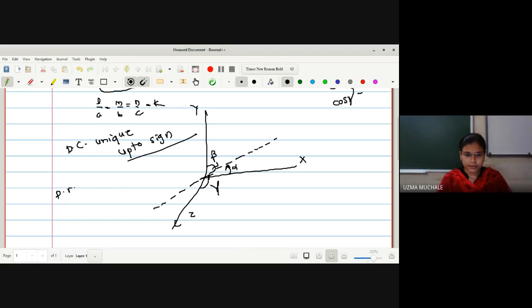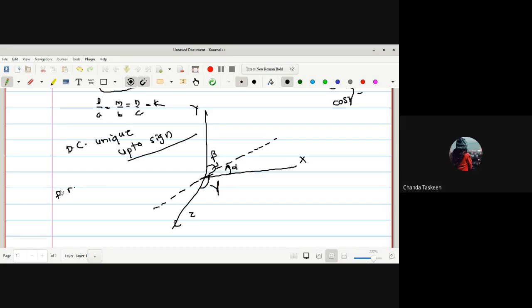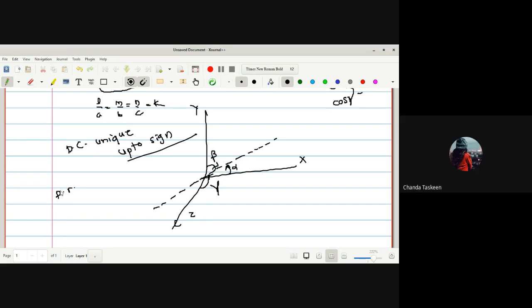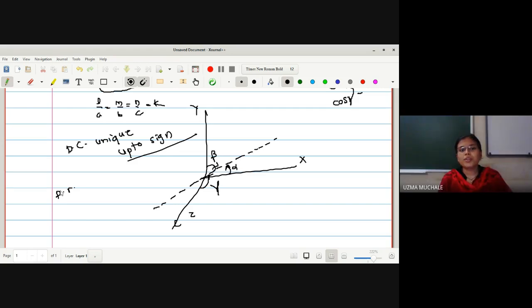Yes. What is the answer? Whether direction ratios are unique? No, ma'am. Are you knowing the answer, or you don't know the reason why the direction ratios are not unique? Reason, don't know, ma'am. You don't know the reason.